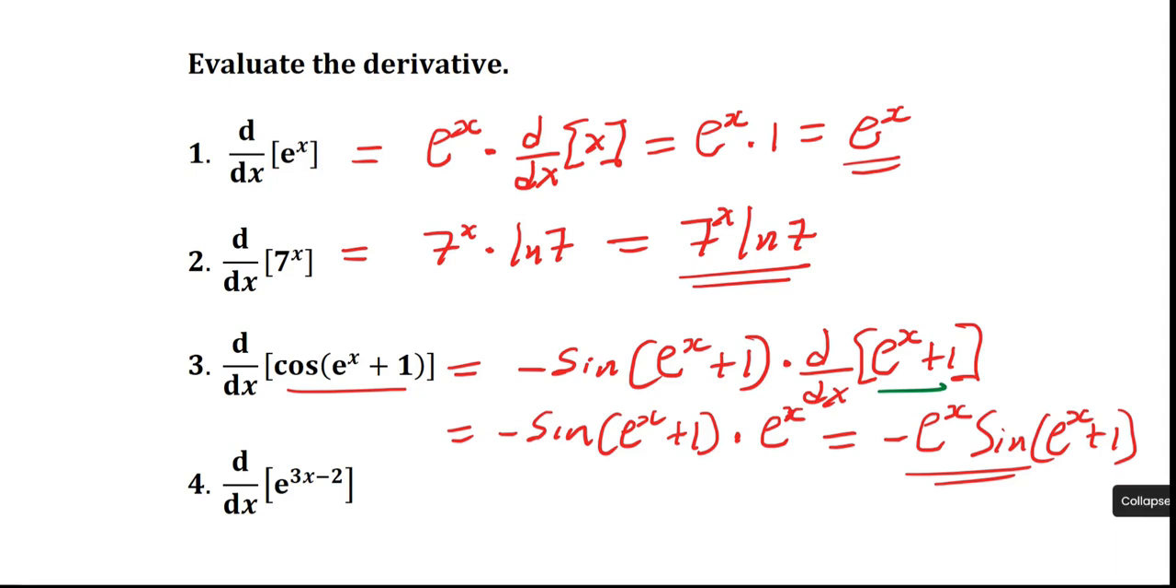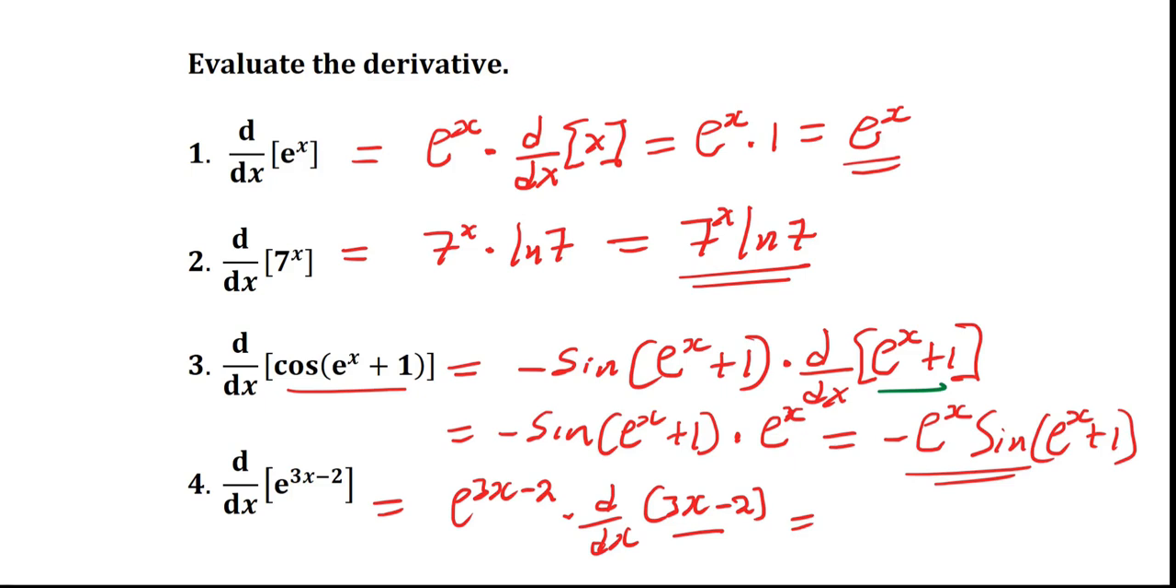Alright, let's take the final question. So all we have to do now is simply write e to the power of 3x minus 2, and then you take the derivative of the power, which is 3x minus 2. So if we differentiate, this will give us just 3. So finally we are going to have 3 e to the power of 3x minus 2. So this is the answer to this question.